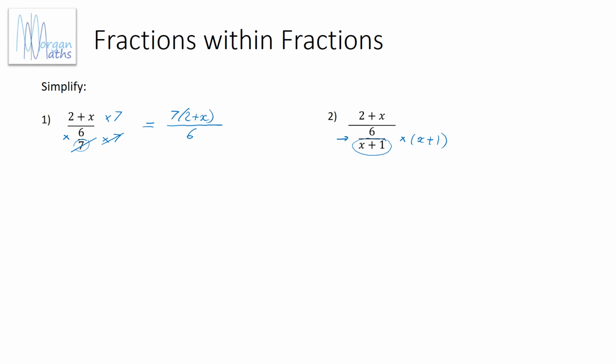If I multiply the denominator by x plus 1, I'm going to multiply the numerator by x plus 1 as well. So the x plus 1's now cancel. What am I left with? Well, at the denominator, I'm left with 6. And at the numerator, we need to watch out and keep our brackets. We're going to have 2 plus x multiplied by x plus 1. And then, depending on what you need to do now, you might expand the brackets, you might do whatever is needed.